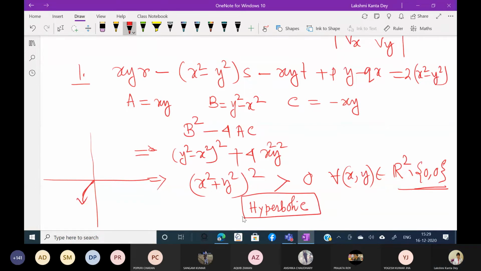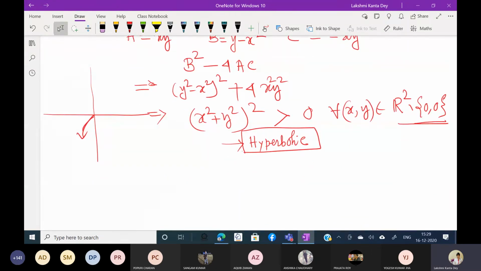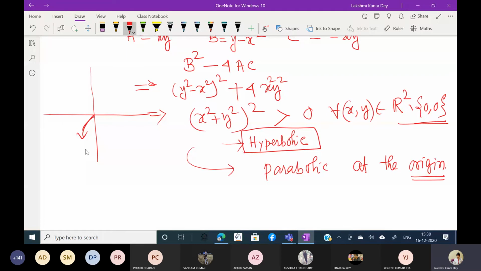And how to make it hyperbolic, that thing we have to learn. So far we have learned that once a second order differential equation is given, what should be the domain of definition and which kind of partial differential equation it is, hyperbolic, parabolic or elliptic, you can find that. Clear? So it is hyperbolic, and particularly at the origin it is parabolic. Can it give elliptic at certain points in the domain? No, because it can never be negative.